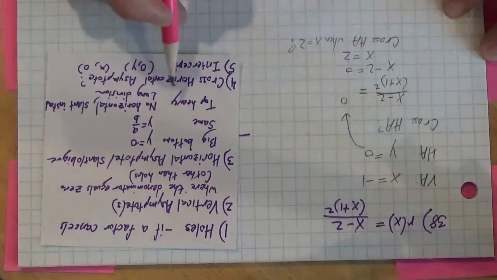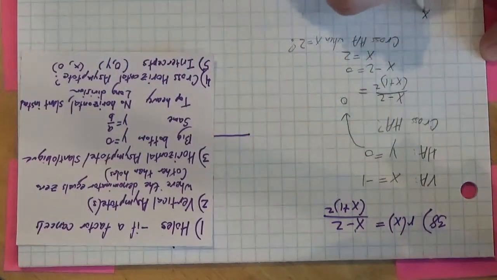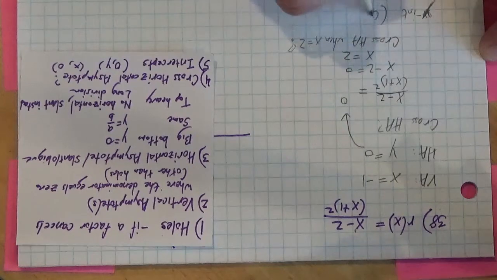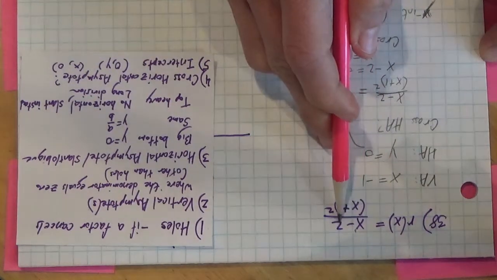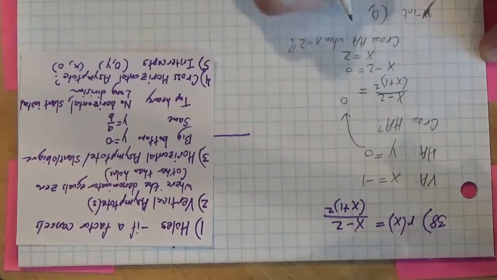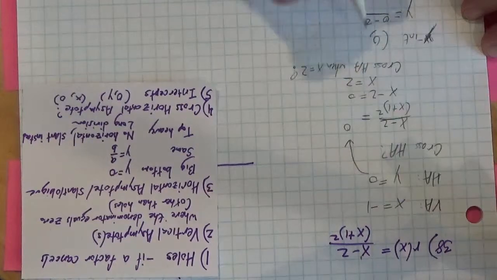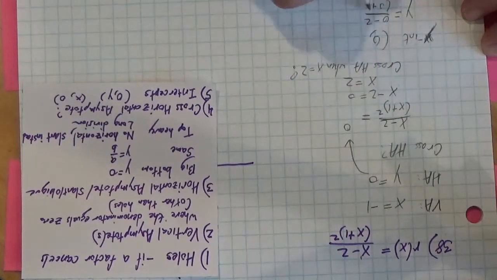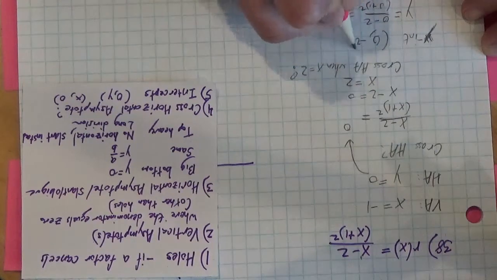I'm going to go ahead and get an x-intercept. I'll get the y-intercept first, it's easier. So the y-intercept always happens when the x is 0. So when the x is 0, I'll have 0 minus 2. So y will equal 0 minus 2 over 0 plus 1 squared. So that'll be -2 over 1, so just -2.